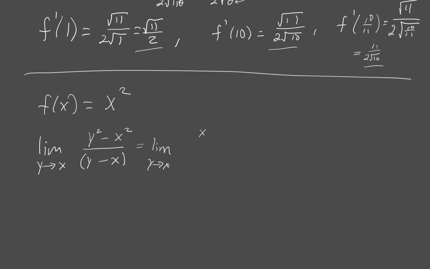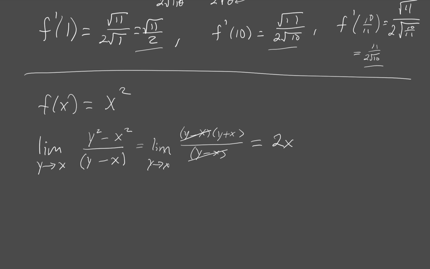And I have that as y minus x and y plus x over y minus x. And those cancel, so I no longer have 0 over 0 when I set y equal to x. I can set y equal to x because I'm getting y's that are closer and closer to x, and nothing bad happens when I set y equal to x, so now I end up with a 2x in this case. So the derivative of x squared is 2x.